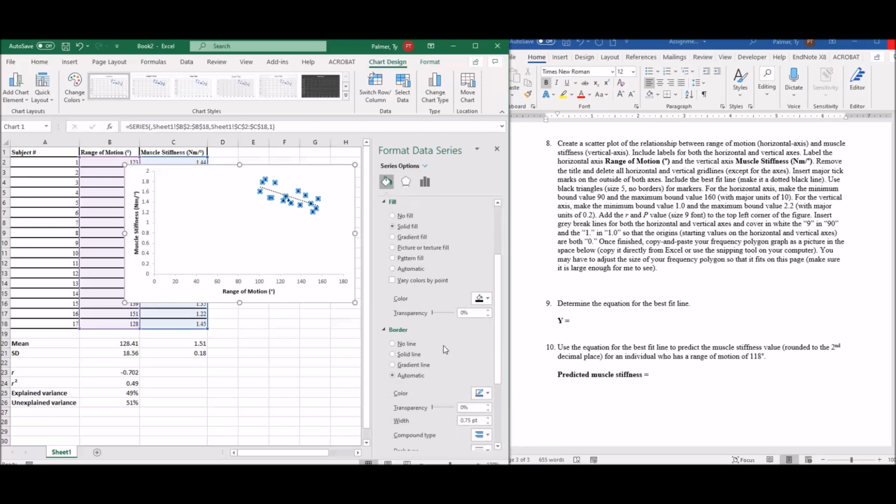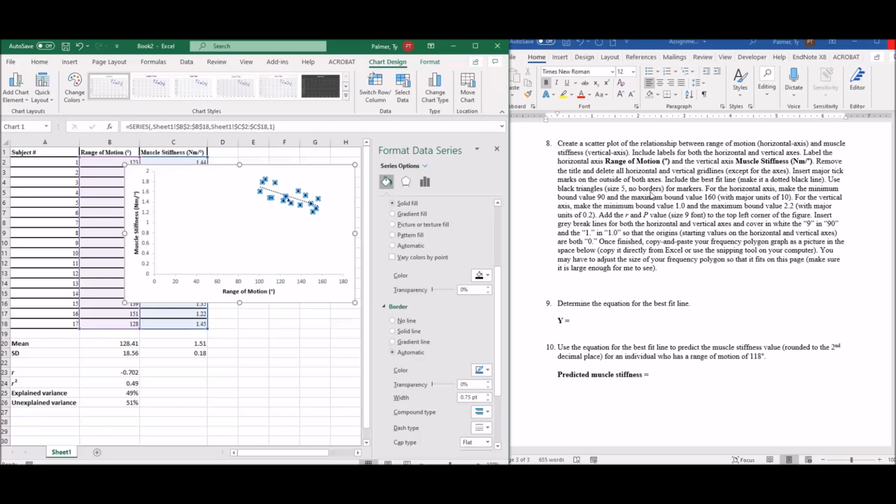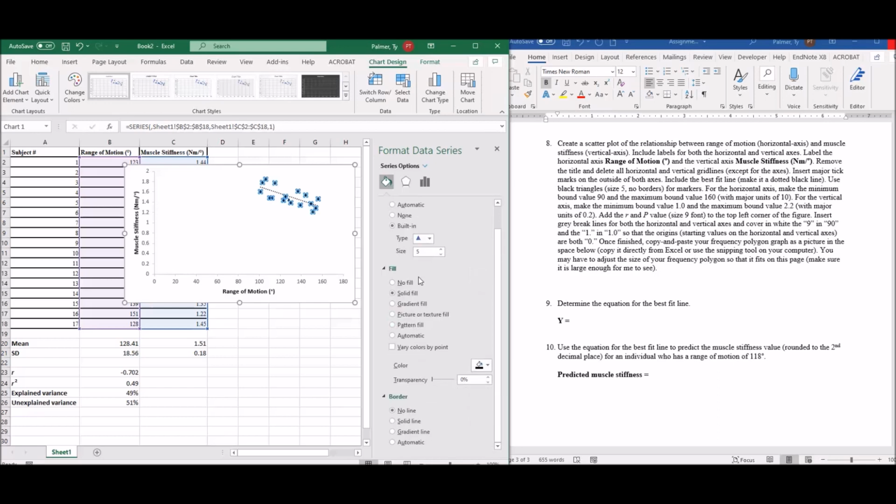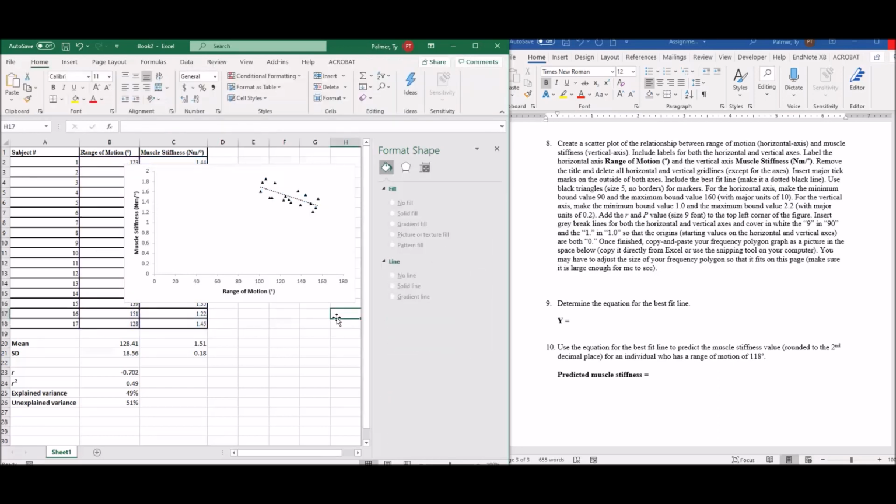And then finally, the last thing it says no borders. So for border right underneath, go to border and then just go to no line. Okay, no line, that indicates no border. All right, and then that should be it. And then if we click away, yep, sure enough, that looks great. We've got our black triangles, size 5, no borders. Beautiful, okay, for all of our markers or data points.